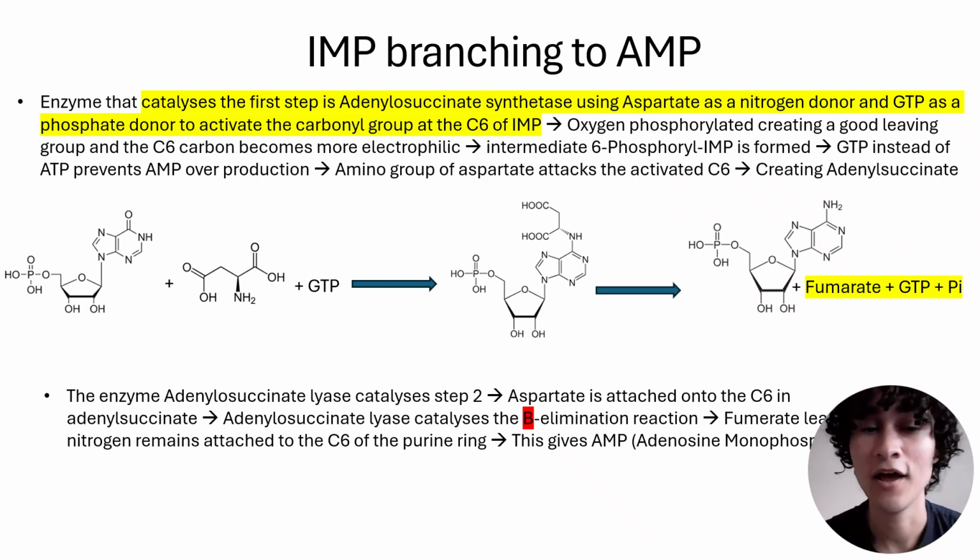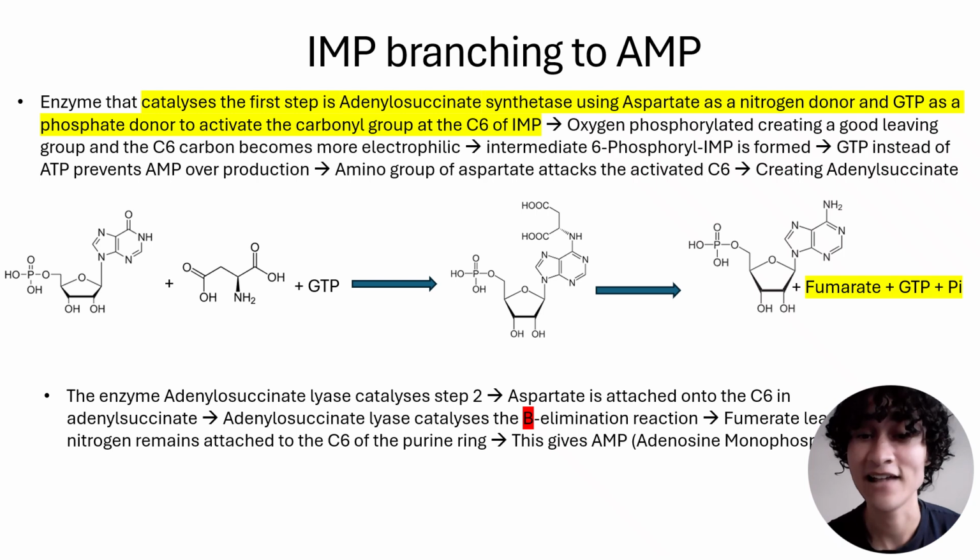Now, the second step involves the removal of the fumarate skeleton, because as you know, we only want the amine group on that 6th carbon. We don't want the aspartate or the fumarate skeleton, and when you remove that amine group from aspartate, you get fumarate. So adenylosuccinate lyase will catalyze step 2 as well, and it will remove that fumarate skeleton, leaving that amine group on that 6th carbon, and now you have your adenine base.